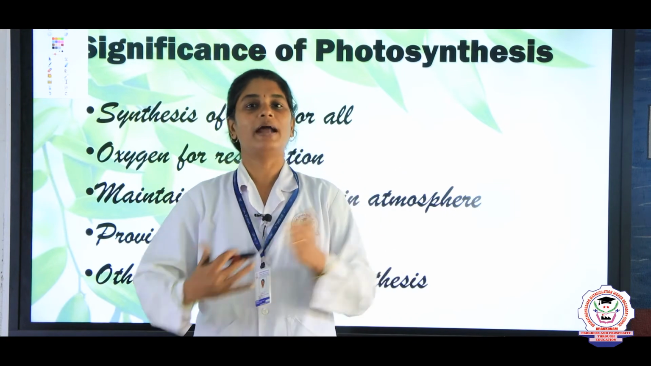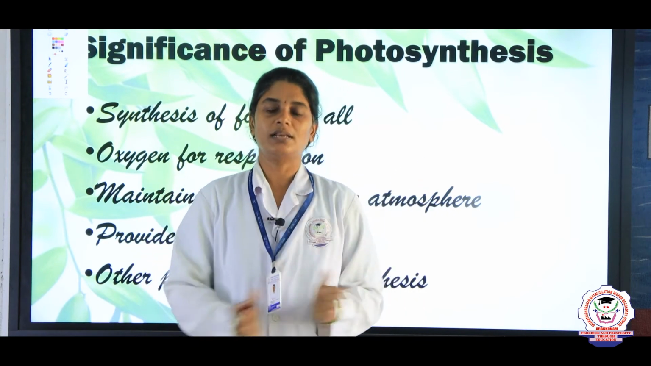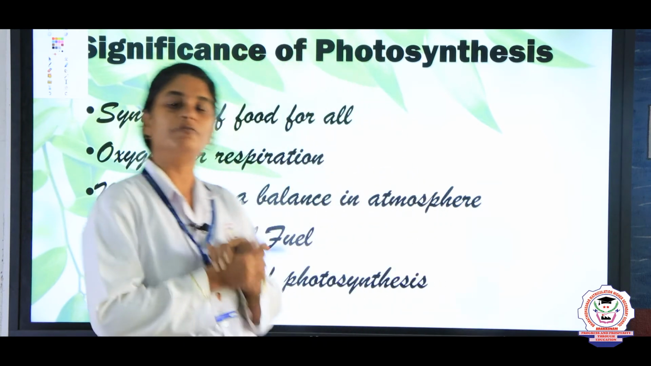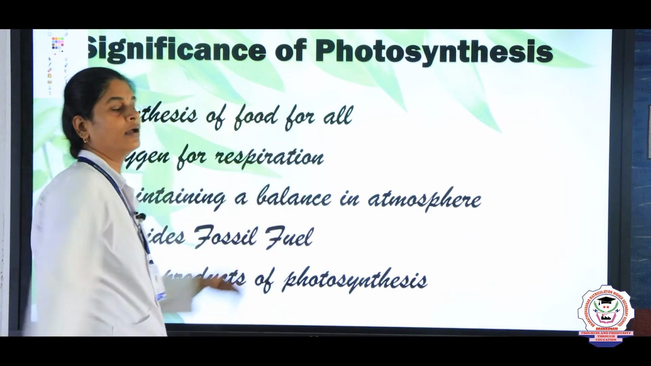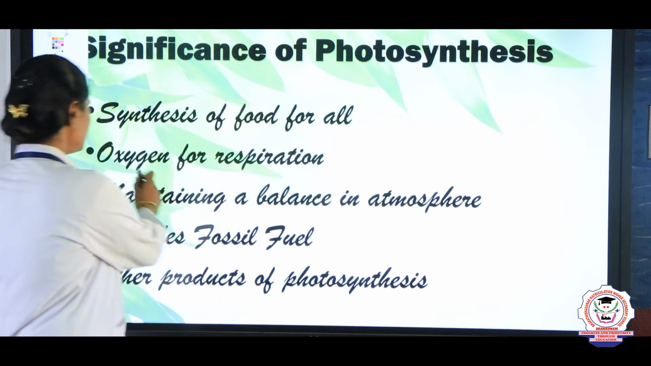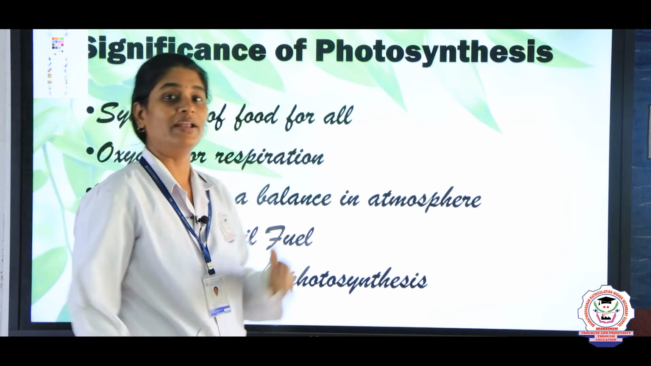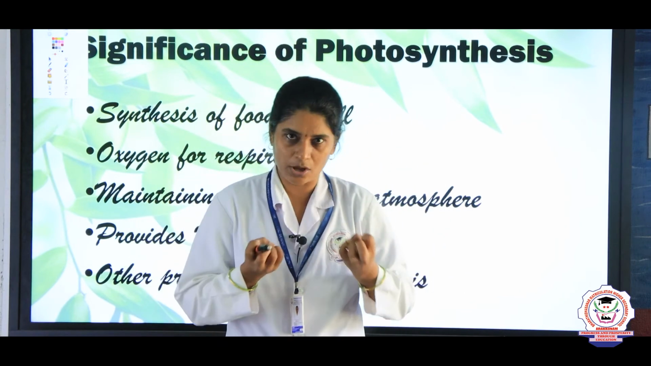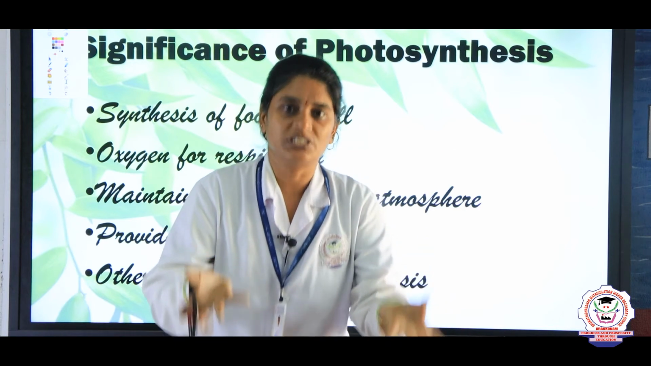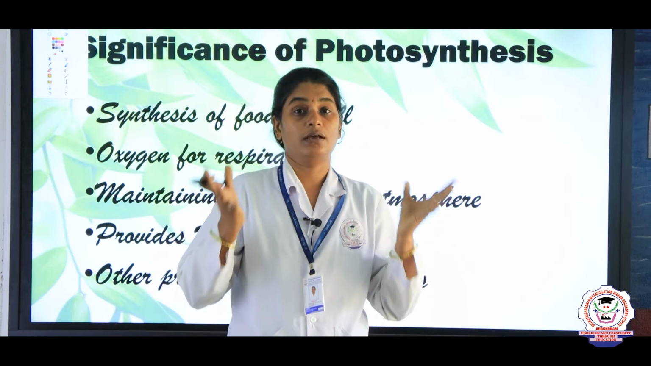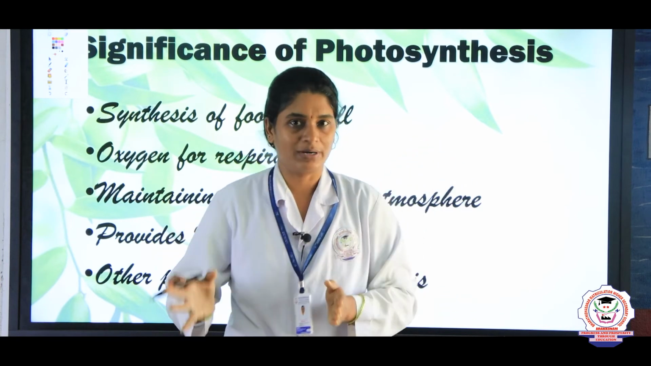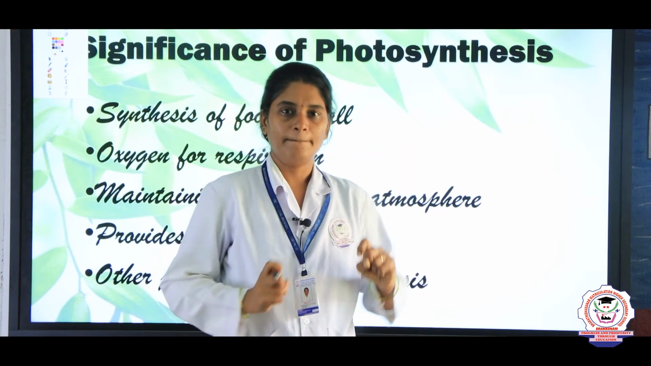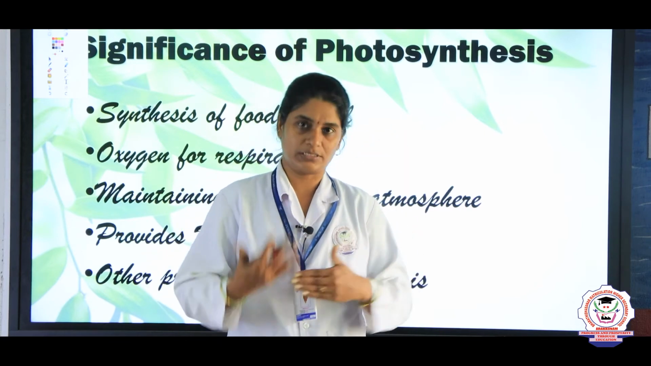That food is prepared by the plants, so all the living organisms exist with the help of the plants only. So of course, synthesis of food for all is very important, and that is happening because of the plants. Next one, oxygen for respiration. During the photosynthesis process, during the daytime, the plants take up carbon dioxide and give out oxygen, right? So oxygen is very important for all living organisms. Animals and human beings get that oxygen from the plants. That is why they tell you to plant more trees, right?